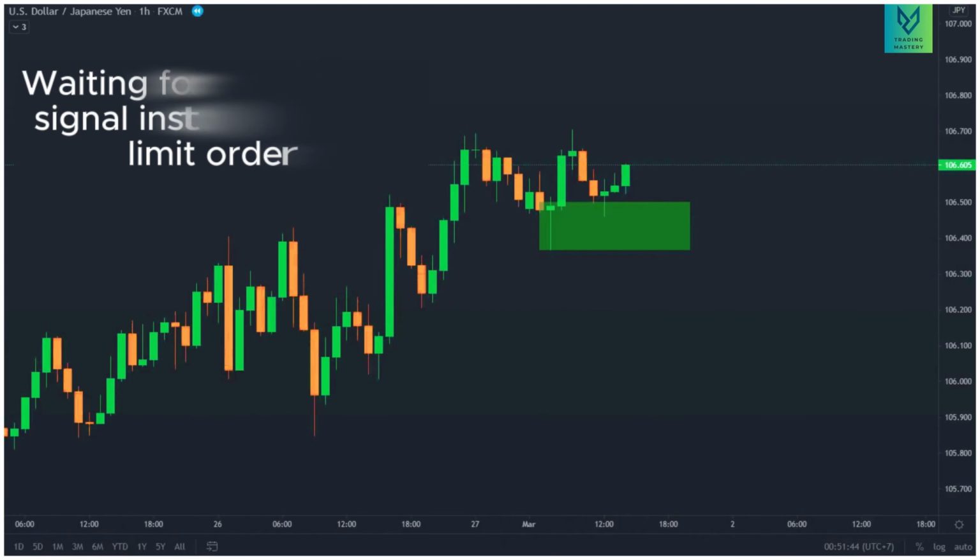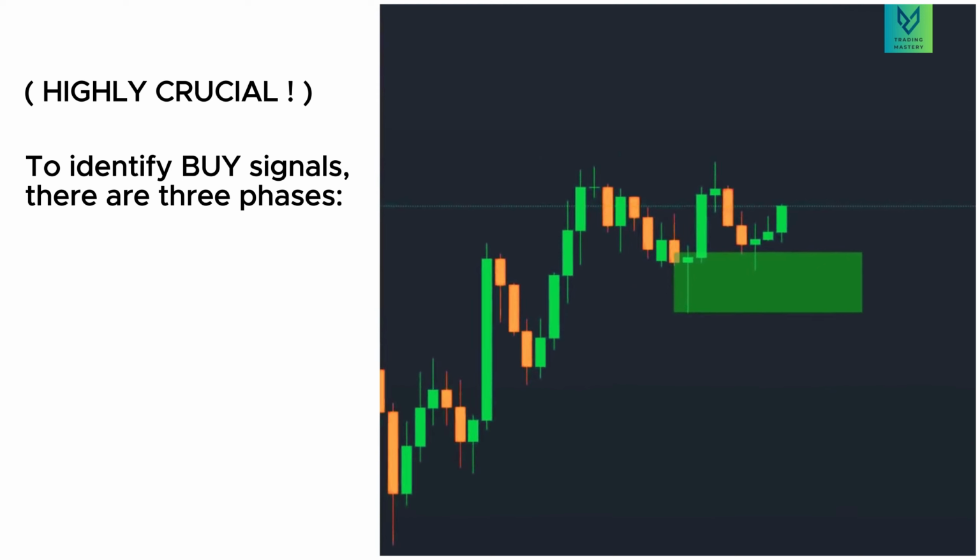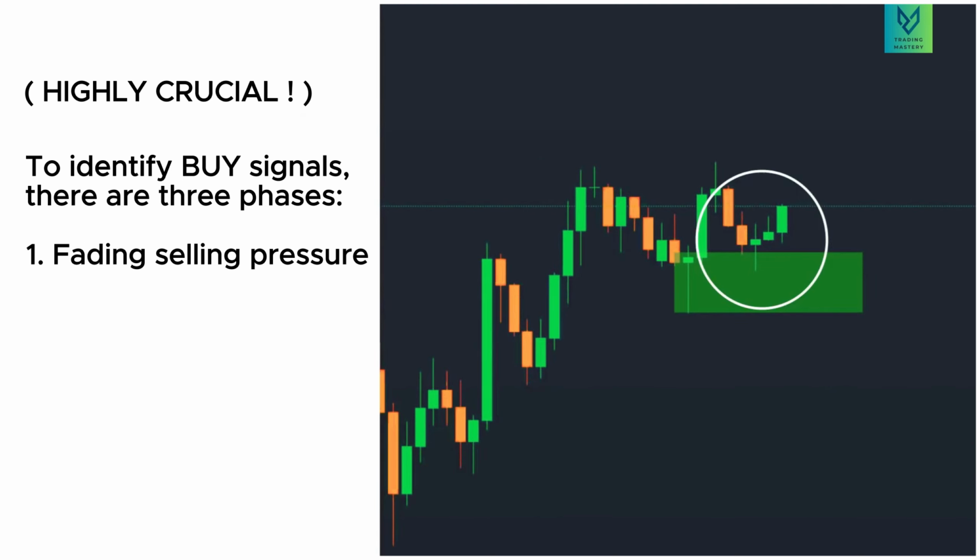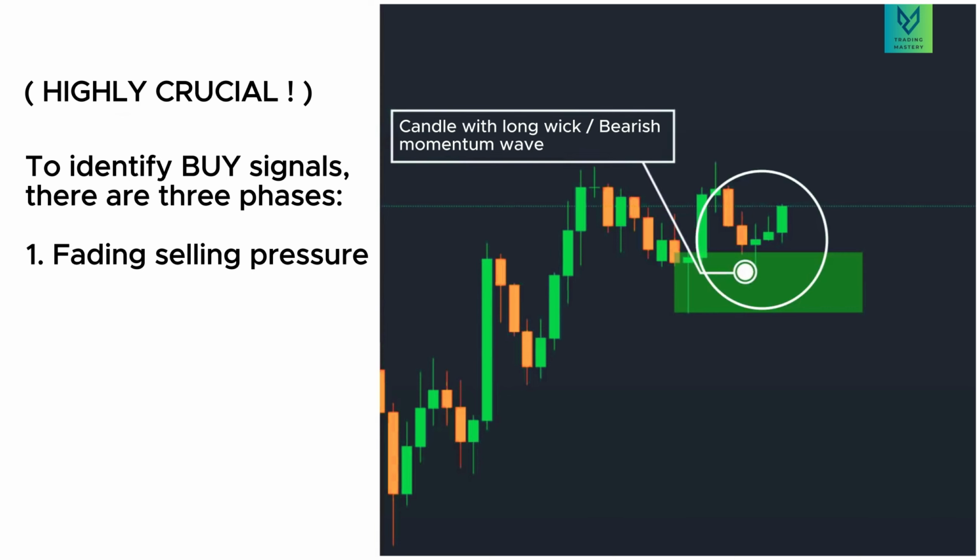For a buying signal, three phases are needed. The first phase is characterized by gradually weakening selling pressure. For candles, this is manifested through hammer candles. Or for waves in smaller time frames, more green candles will appear. The price momentum will shift from uphill to gradual downward tilt.